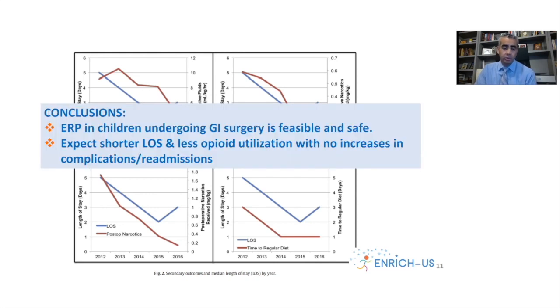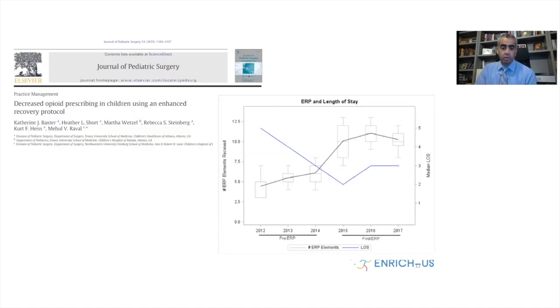So what do we conclude from this pilot study? We're able to see that enhanced recovery protocols in children undergoing GI surgery are feasible and safe. We expect shorter lengths of stay with the protocol and less opioid utilization, with no real increases in complications or readmissions.